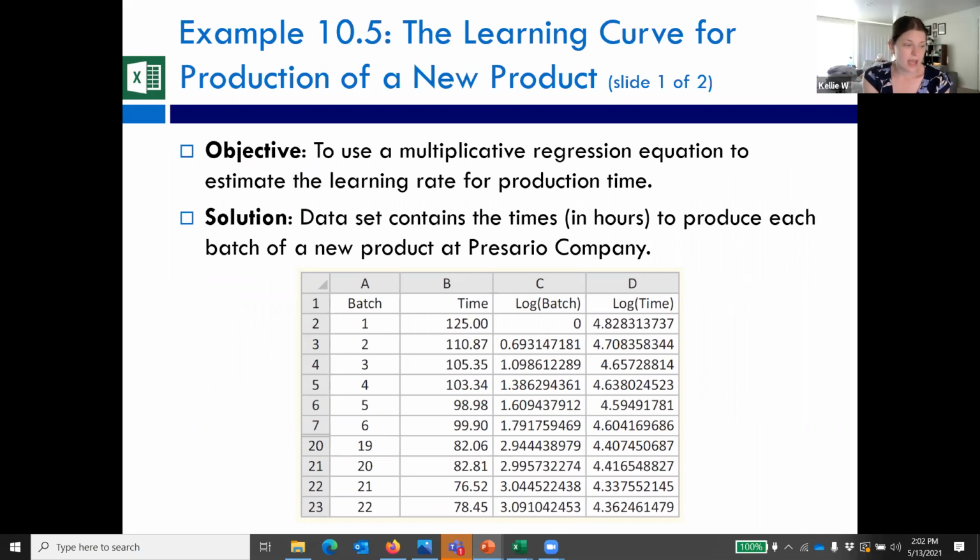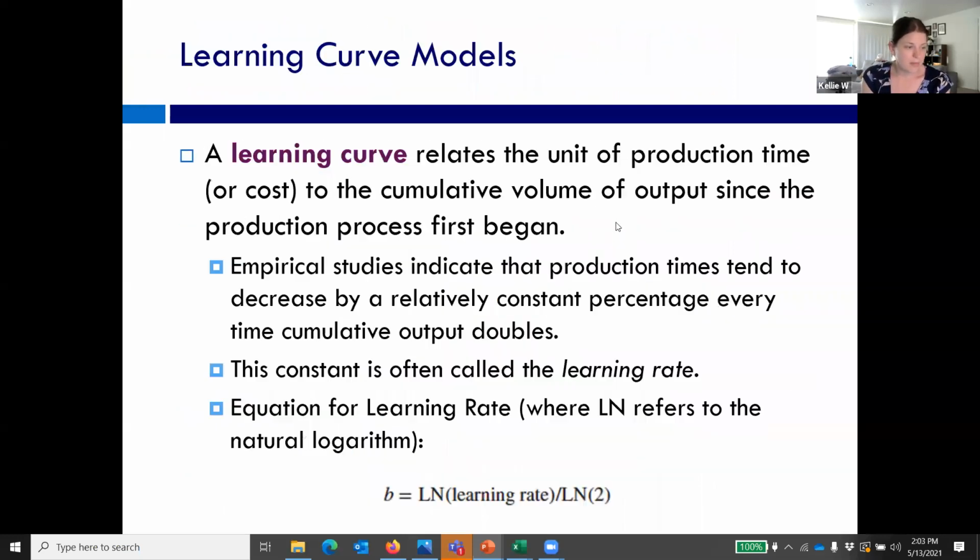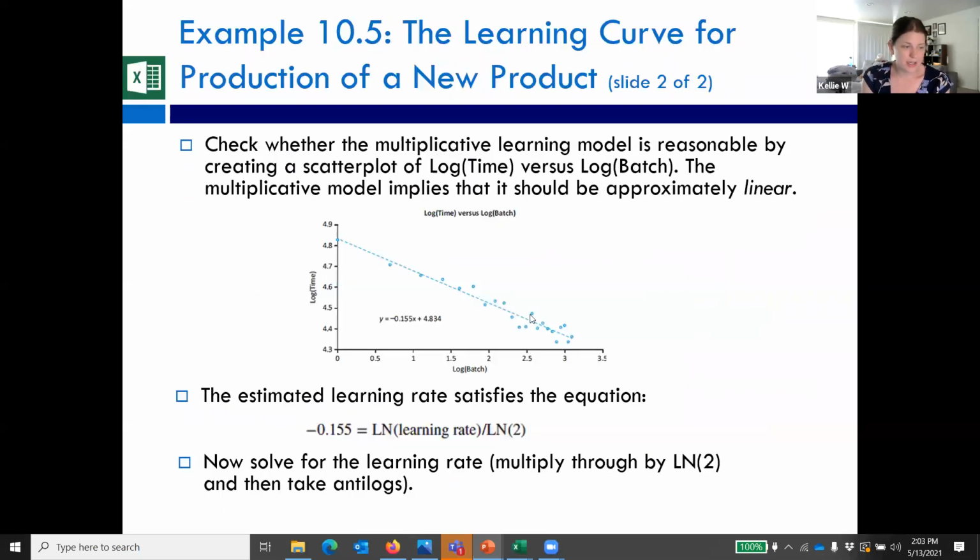So a data set that has batches and times, and then we can take the log of the batch number and the log of the time and plot in log-log space. So both the independent and dependent variables are logged. When we do that, we get this nice linear relationship. So that tells us that there's definitely a learning curve going on here.